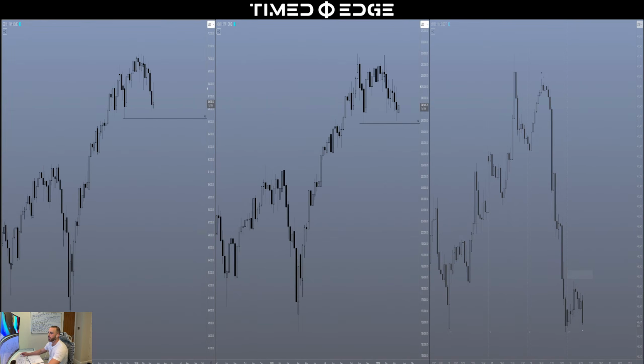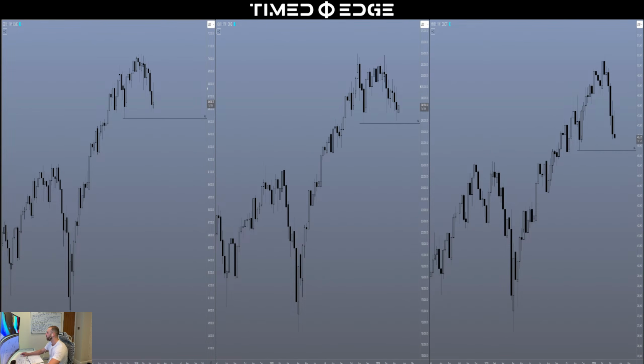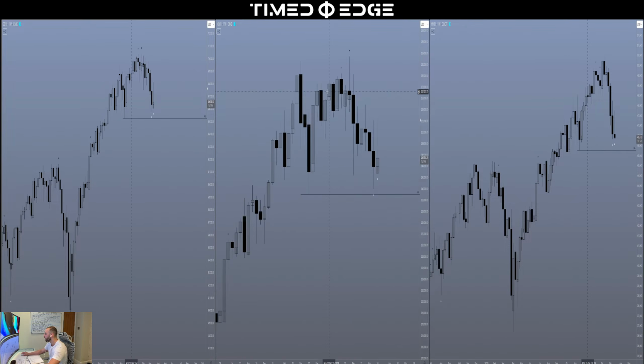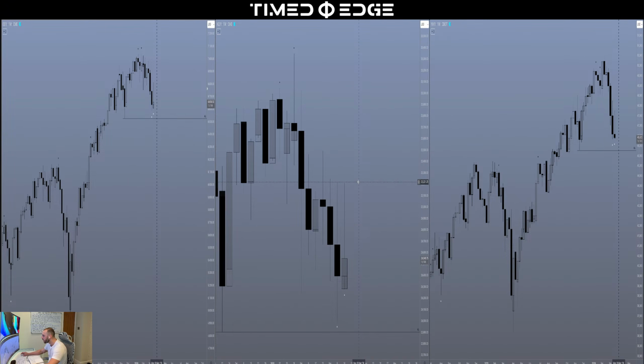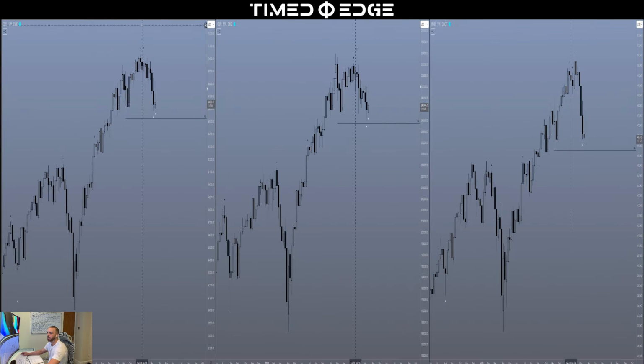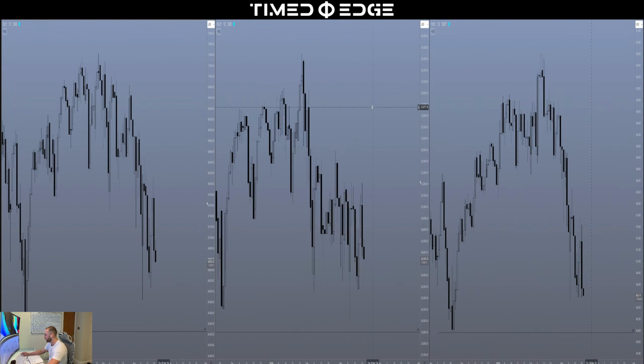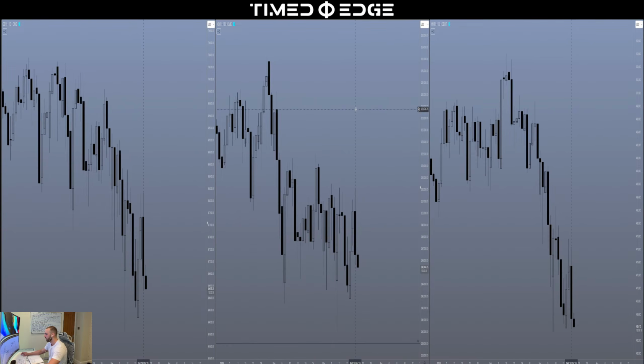Let's quickly go out to the weekly, bearish weekly profile. Did any of the assets take that high yesterday? No. Nothing's been taken. Daily, let's have a little look. We've got a nice pattern forming here as well.